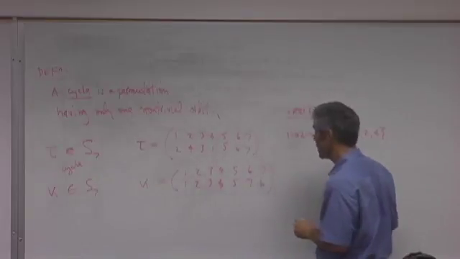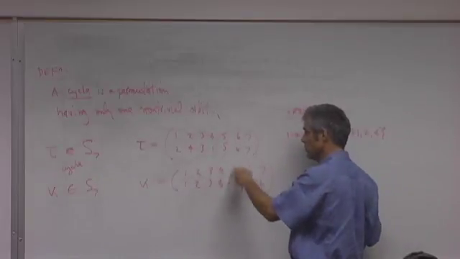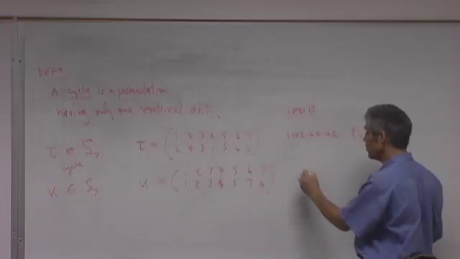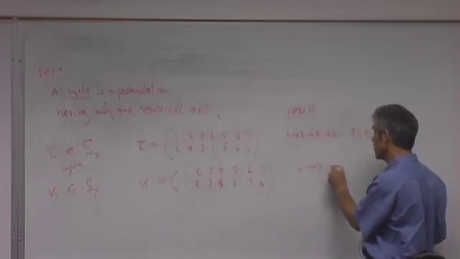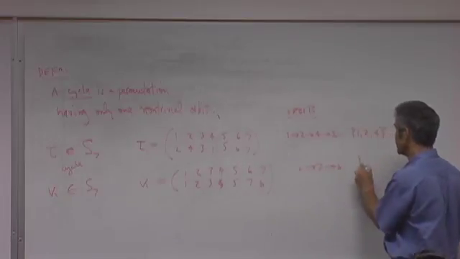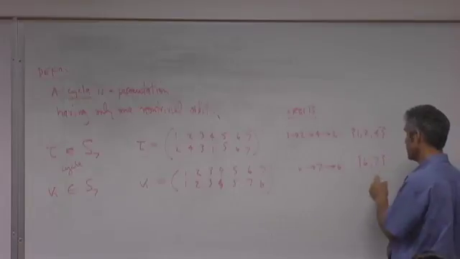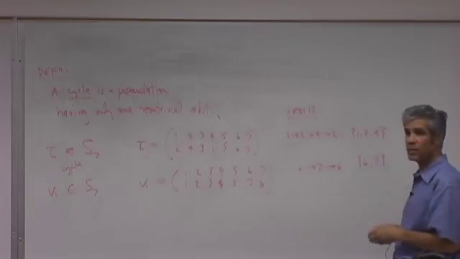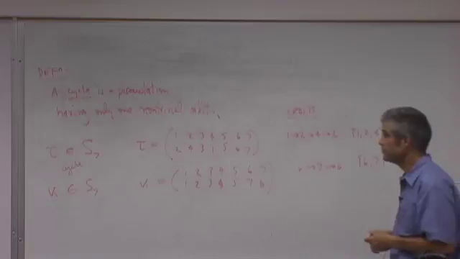Similarly, let's see, what can I say about kappa? 1, 2, 3, 4, and 5 stay the same, so the only orbit here is 6 to 7 back to 6. So here's the only non-trivial orbit of kappa, and kappa is then a cycle.